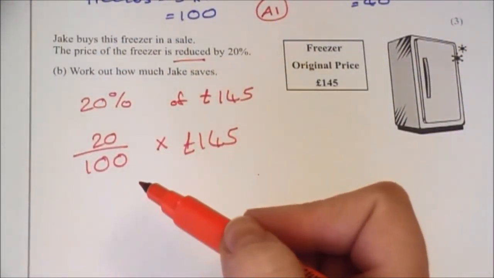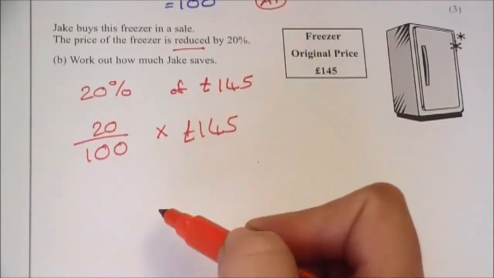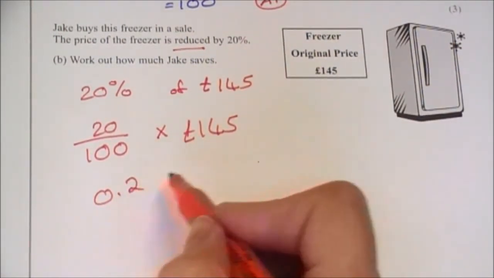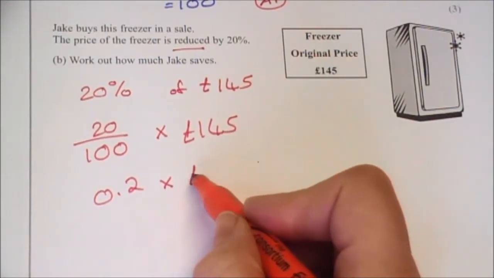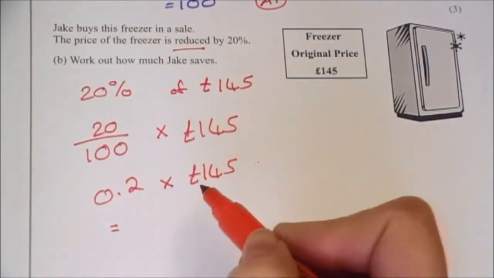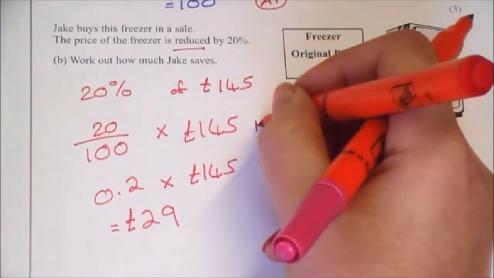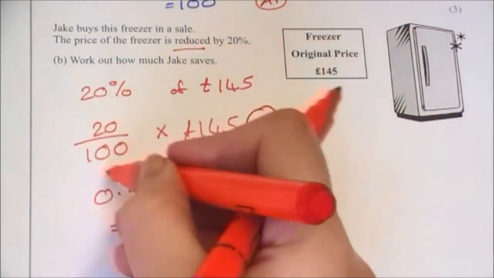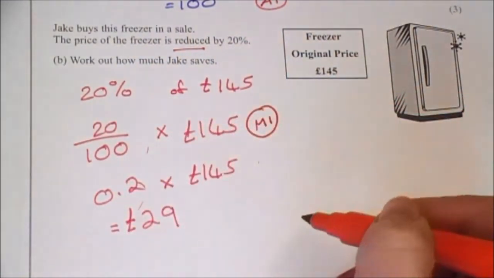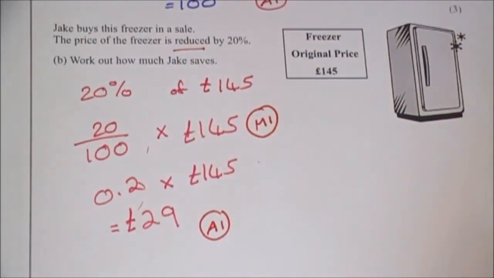So this is a calculator paper, remember. I can put in 20 divided by 100 and press equals, and then press my S to D button, and that'll give me the decimal of 0.2. Then I press times, and it's 145. And 0.2 times 145 equals 29. So Jake has saved £29. That is a 2-mark question. The marks are allocated as 1 mark for showing whatever method you chose to get your percentage, and the second mark is the answer mark for getting £29.